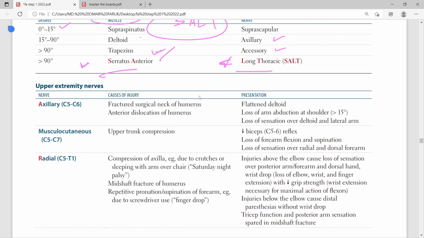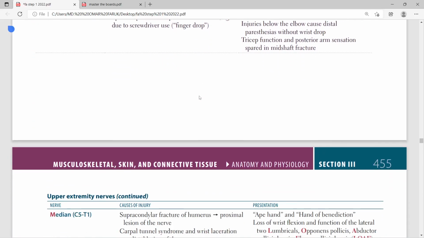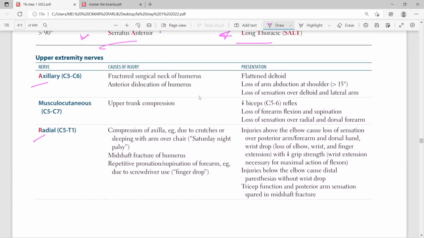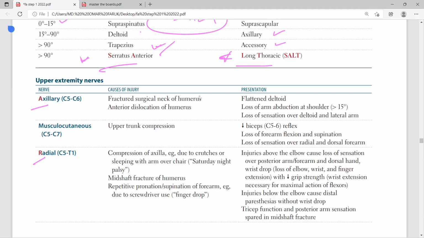Now, ARM. These upper extremity nerves are very, very important. In the upper extremity nerves, first of all, we'd like to discuss the axillary nerve. Before jumping into this nerve, we should know about the brachial plexus, but we are very familiar with the brachial plexus, so not to worry. Axillary nerve is cervical 5 and cervical 6.